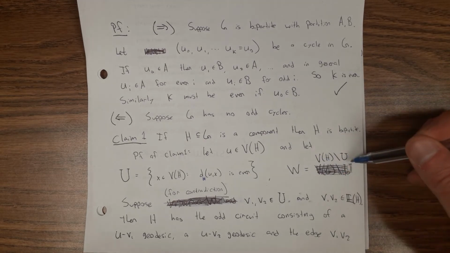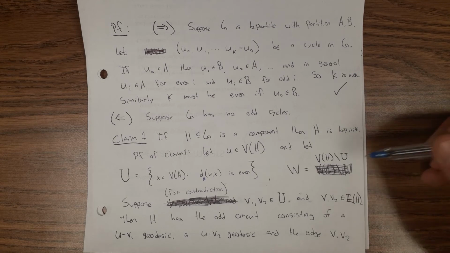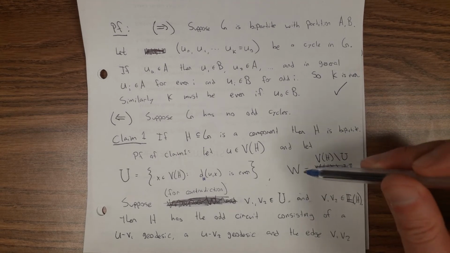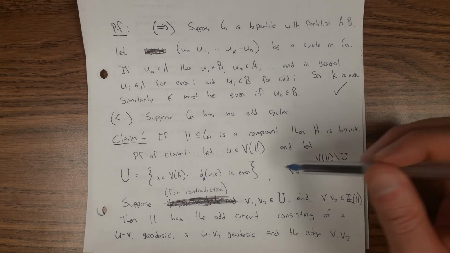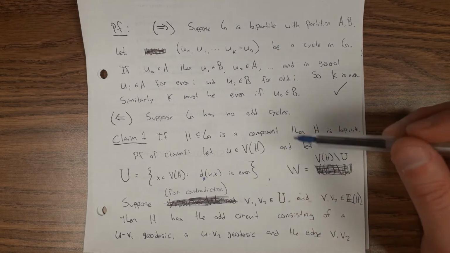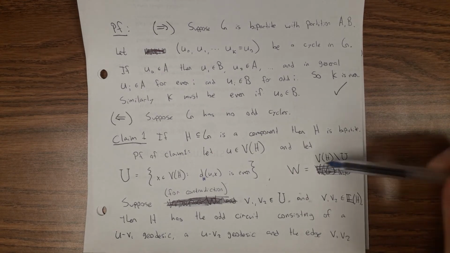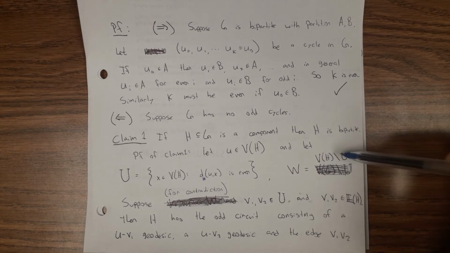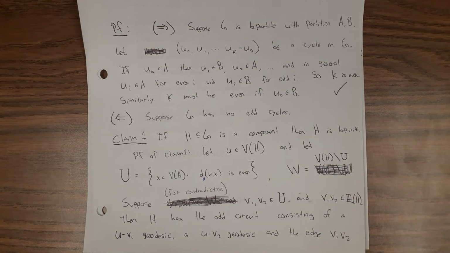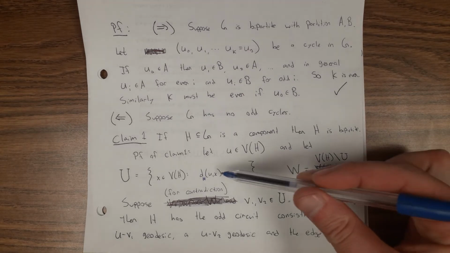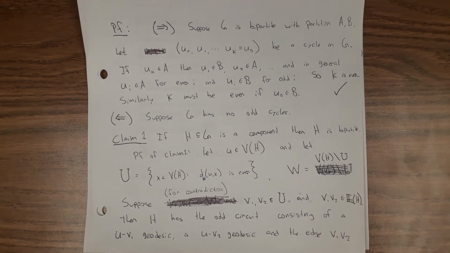W is the rest of the vertices in H. I could have written this another way, but I didn't have too much space. Of course, W would be the vertices that have an odd distance to u, but I just described it this way. This just means all the vertices in H if you subtract the vertices in U. Of course, that's just the same thing as saying the distance to little u is odd.